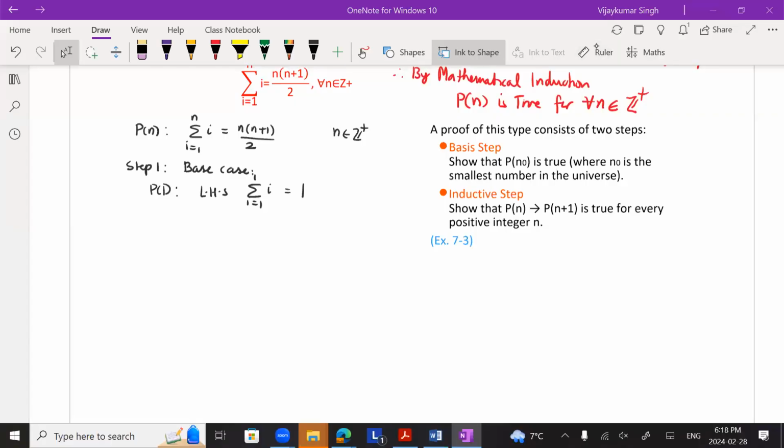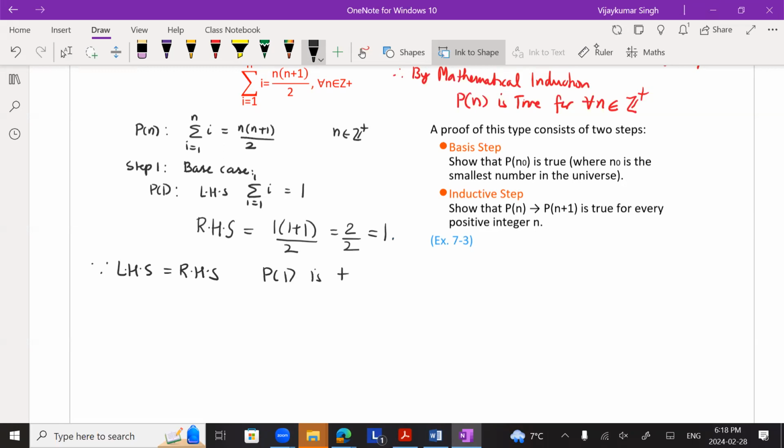LHS is this. And what is my RHS? RHS is basically 1 into (1 plus 1) divided by 2, which is going to be 2 divided by 2, which is 1. So since LHS equals RHS, that is, left-hand side is equal to right-hand side, we say P(1) is true.